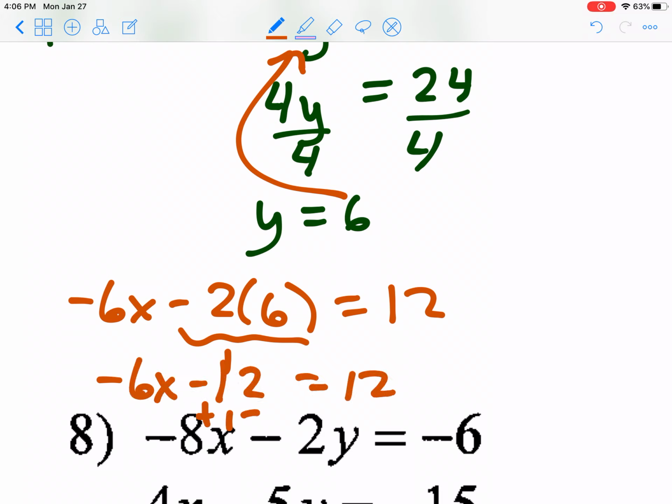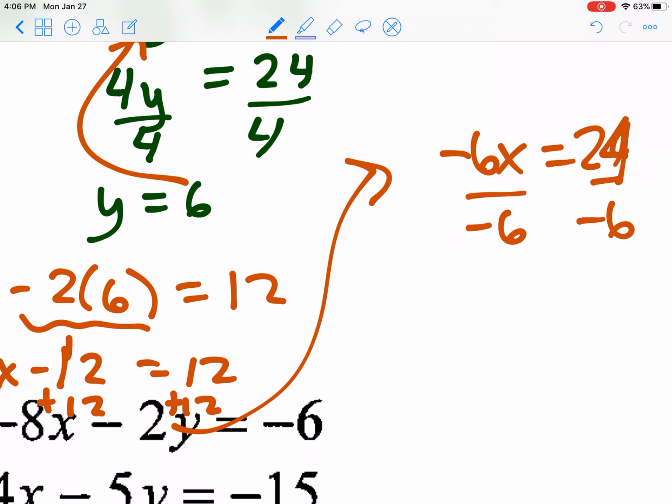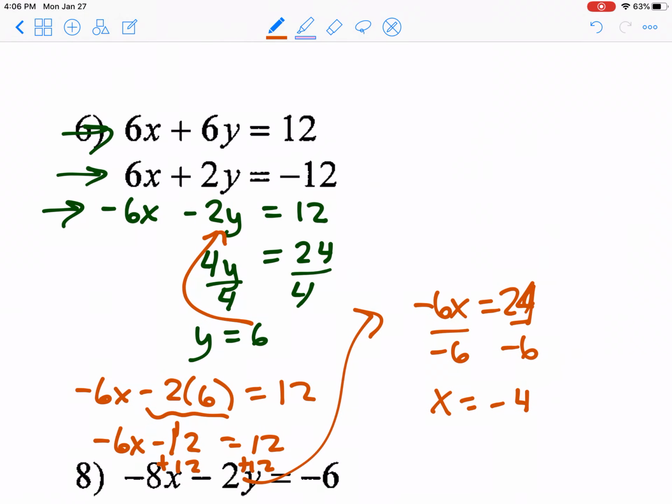If I add 12 to both sides, I will get -6x equals 24. Dividing both sides by -6, I will get that x equals -4. So there's our solution, -4, 6. I'm just going to check real quick and make sure that that works. Negative 24 plus 36. Negative 24 plus 12. Looks good. I think we've got our answer there.